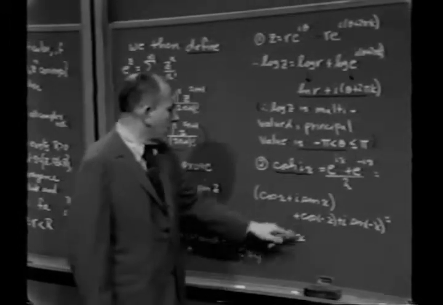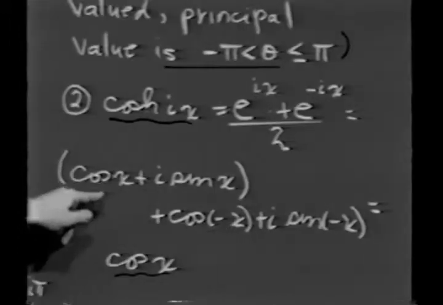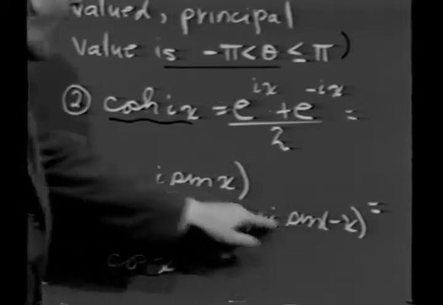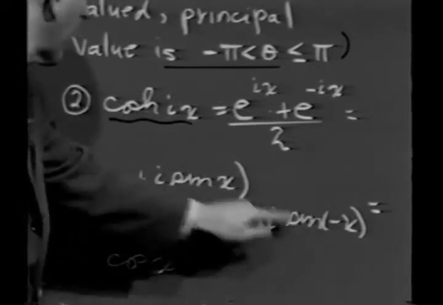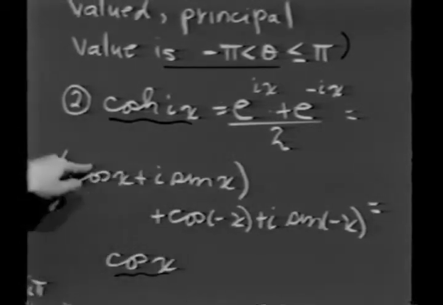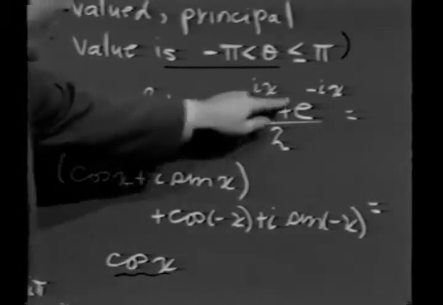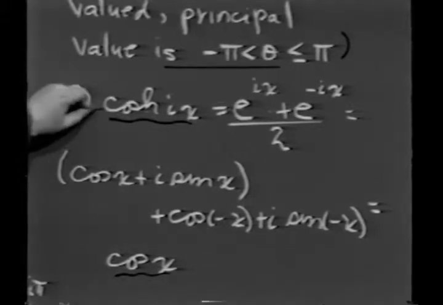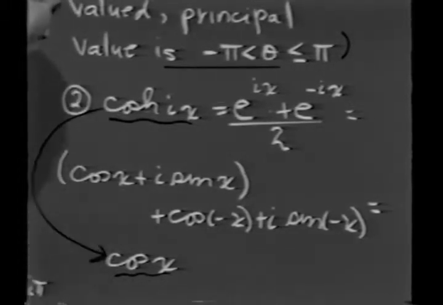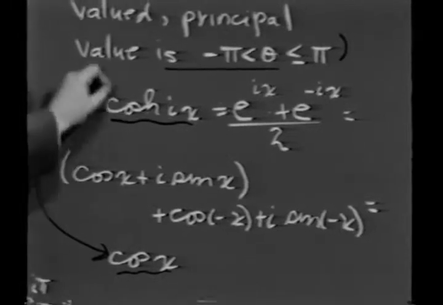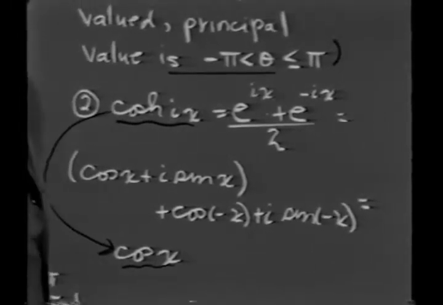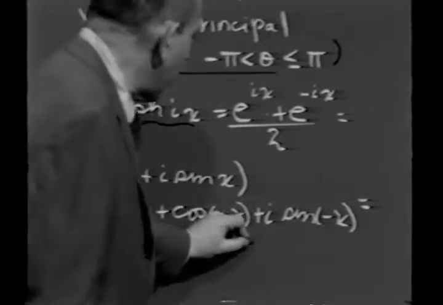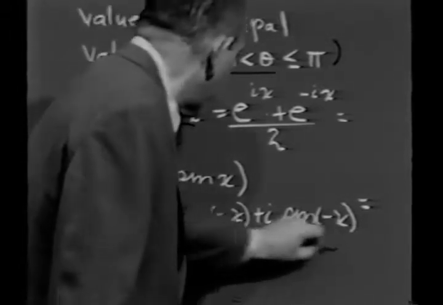Okay? And notice that cosine of −x equals cosine x. Sine(−x) is −sine x. These terms cancel. This becomes 2 cosine x. 2 cosine x divided by 2 is cosine x. And we have the rather amazing identity that cosh(ix) is cosine x. In other words, a very interesting relationship between the hyperbolic and the circular functions. And by the way, this shouldn't be too surprising.